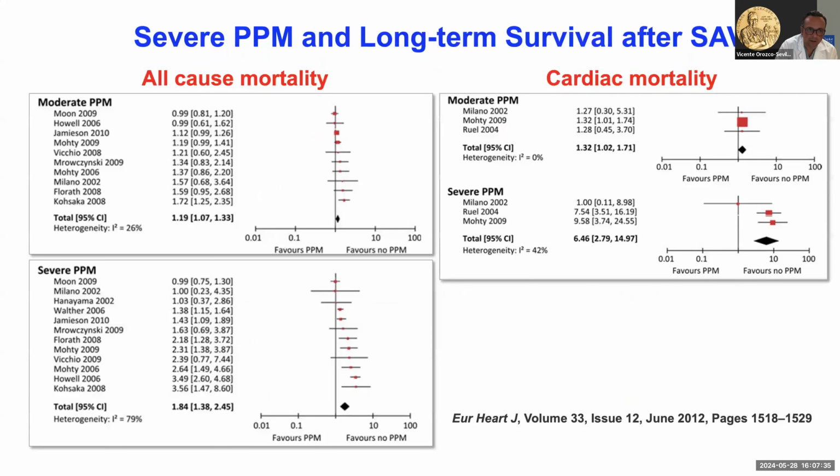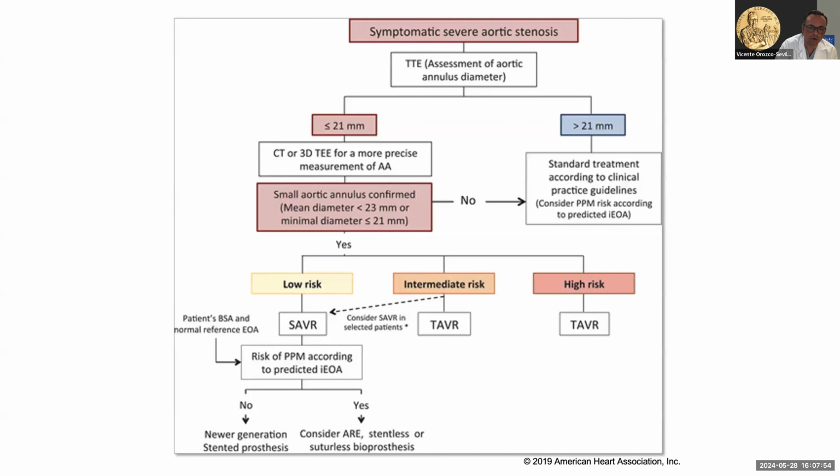The reason is that in these meta-analyses, as you can see, having patient prosthesis mismatch affects long-term survival and increases cardiac mortality by twofold or sixfold just by having patient prosthesis mismatch. So it's important not to leave the patient with this, and to understand how we can prevent it.